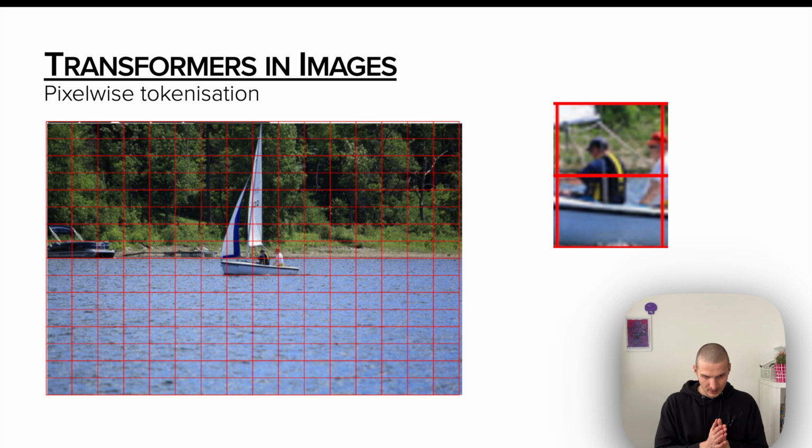Alternatively, we can split the image into patches and just consider a patch as this unique token. So it is a similar approach to how we did with text in terms of the scale of it at least.